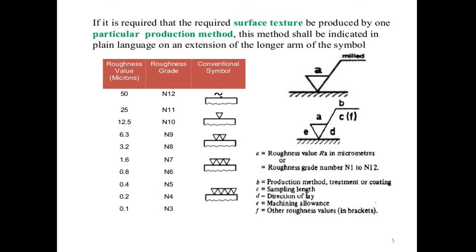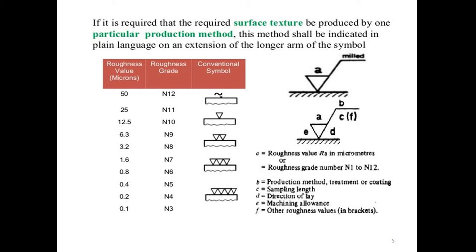Now, roughness values are given in micron, the roughness grade is shown, and its conventional representation is also there. Now, we will study one by one. When the roughness value is 50 micron, that is Ra 50 micron, that is 0.05 mm, the roughness grade is N12 and the symbol is as shown. Normally for a casting surface, that is when no machining is required, as-cut surface, this symbol is used.